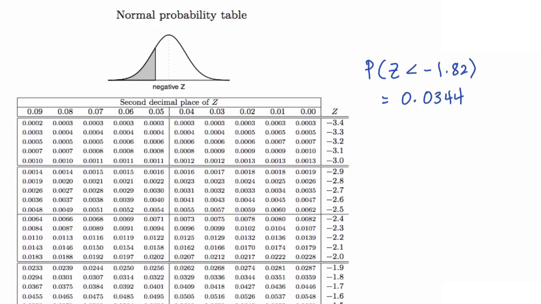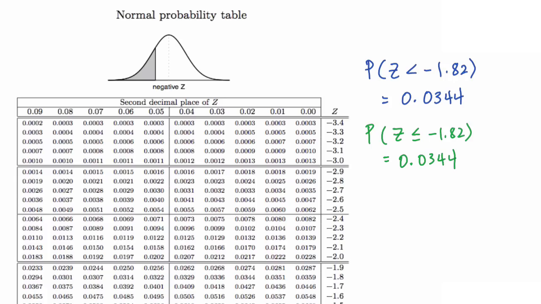Suppose now that we want the probability that z is less than or equal to negative 1.82. Well, since z is a continuous random variable, the probability of it being any one particular number is 0. So the probability that z is less than or equal to negative 1.82 is the same as the probability that it's just less than negative 1.82, and so the answer again is 0.0344.